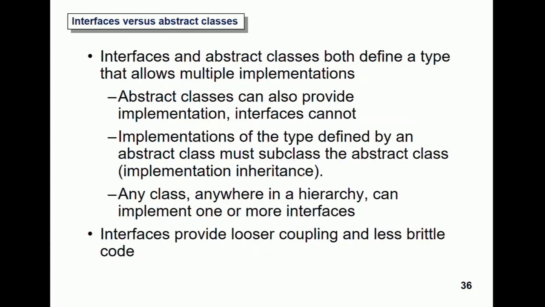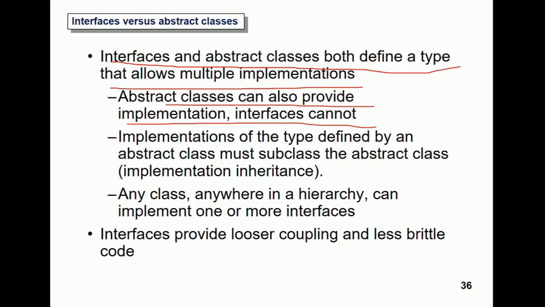So, interfaces versus abstract classes. Interfaces and abstract classes both define a type that allows multiple implementations. Abstract classes can also provide an implementation, whereas interfaces cannot. Remember that with interfaces, you can't include implementation within the definition. The interface definition should only contain what methods you want implemented. Implementations of the type defined by an abstract class must subclass the abstract class. So we use implementation inheritance there. Any class anywhere in the hierarchy can implement one or more interfaces. So that's the Mixin idea.